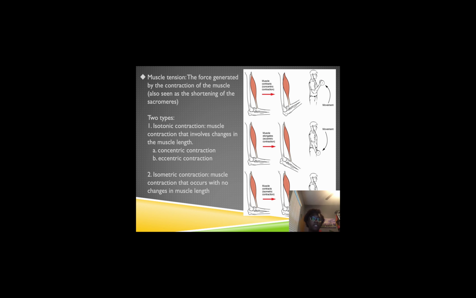And then with isometric, a good example is where the change is not happening. So he is trying to lift the weight, but the joint, in which the elbow and the ankle, is not moving at all.